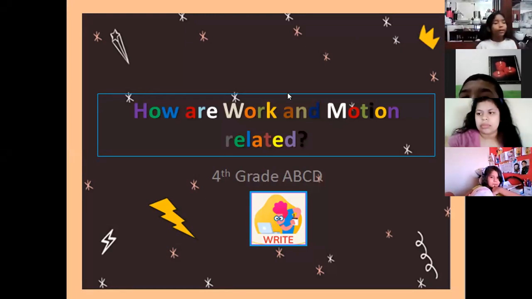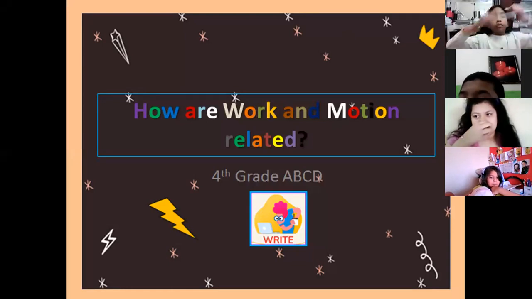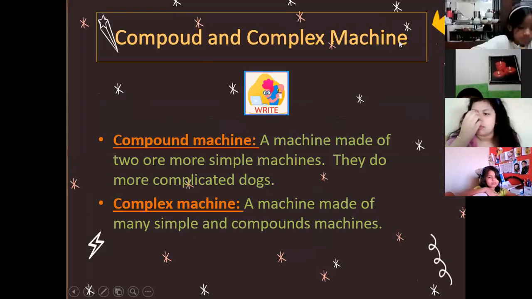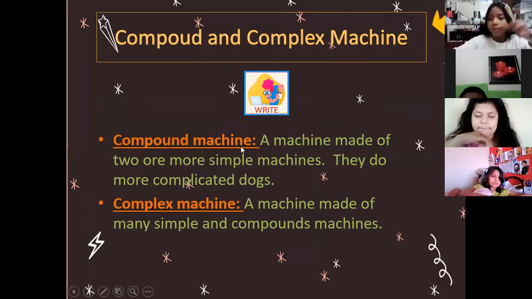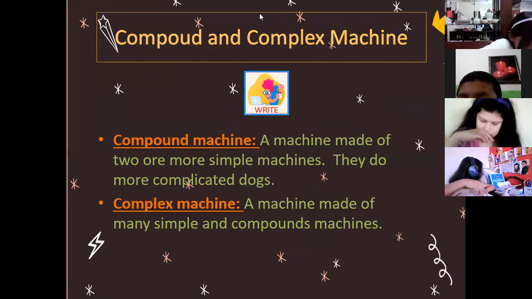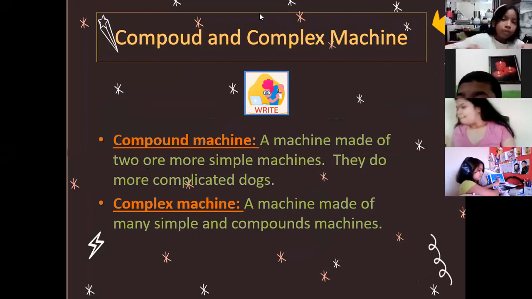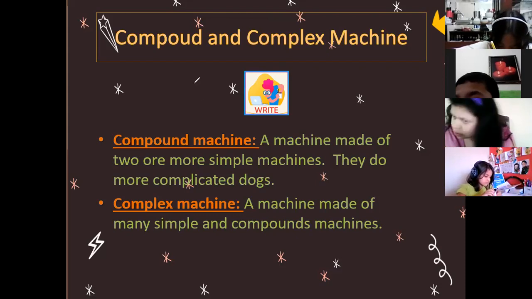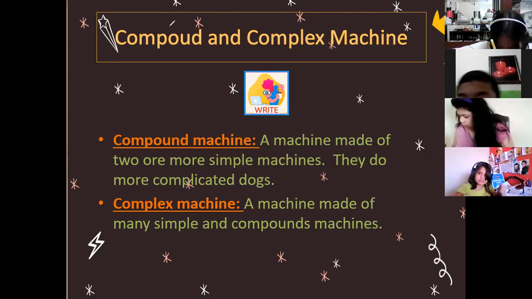Let's continue working with how work and motion are related. Copy, please: compound and complex machine. What is a compound machine? Well, it's a machine made of two or more simple machines. Remember that yesterday we talked about simple machines. A simple machine is a machine made of one or two parts.